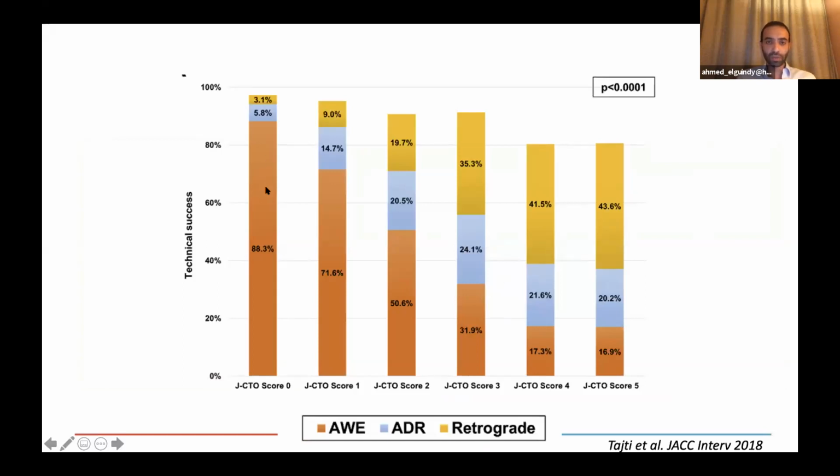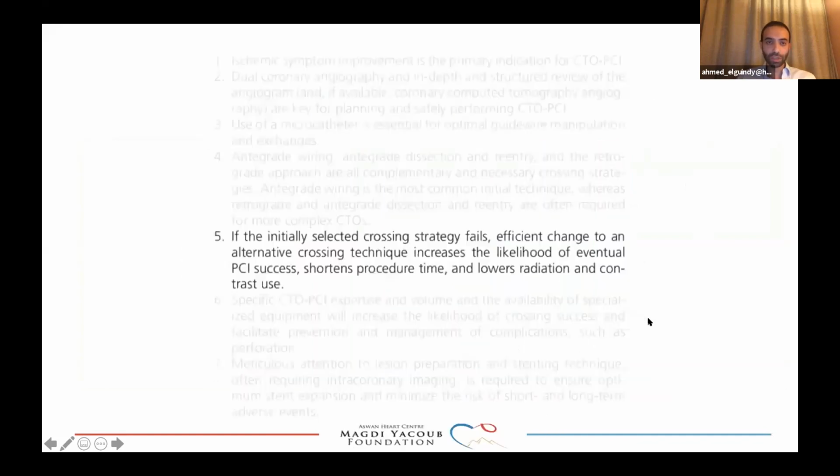This is looking at 6,000 CTO lesions, sorry. And you can see that as you move towards JCTO score 4 and 5, the antegrade wire escalation success rate falls below 20%, and the retrograde approach and ADR, or antegrade dissection re-entry, become by far the dominant successful strategies.